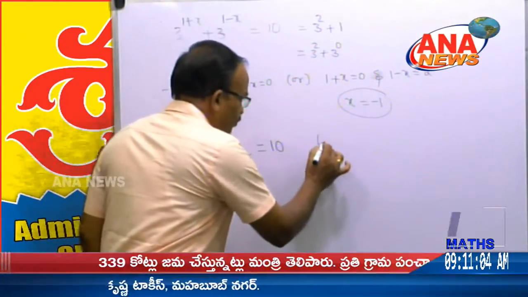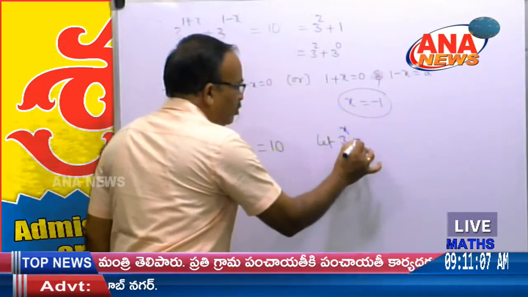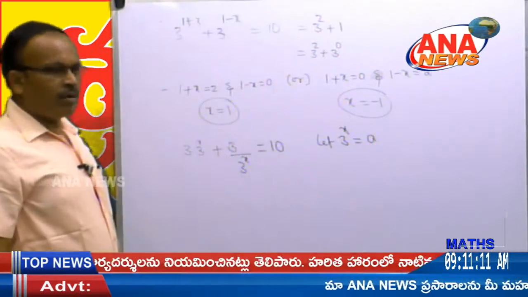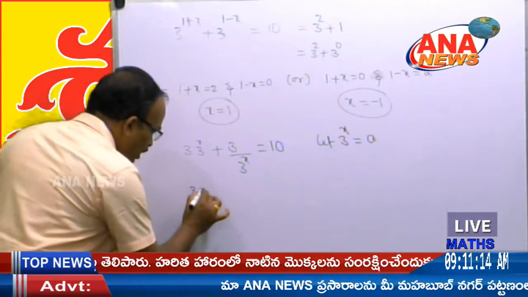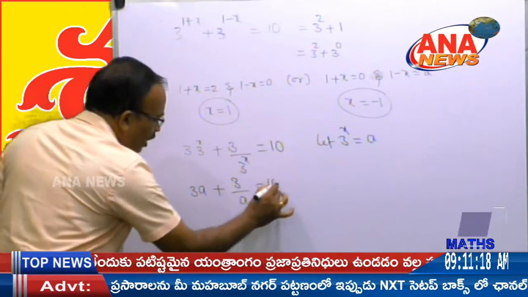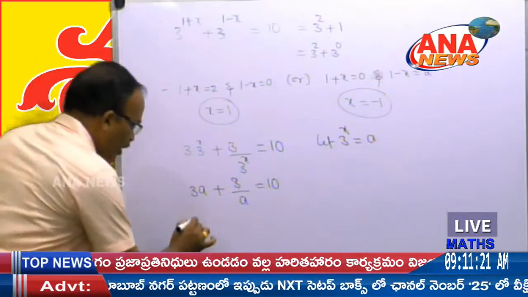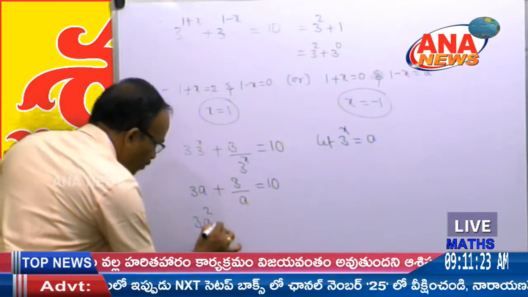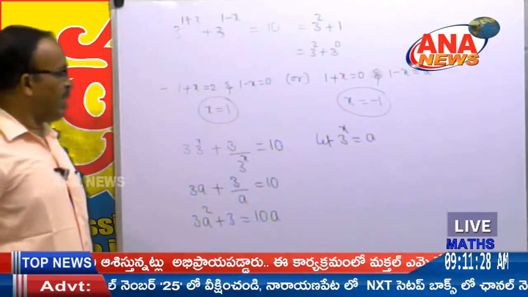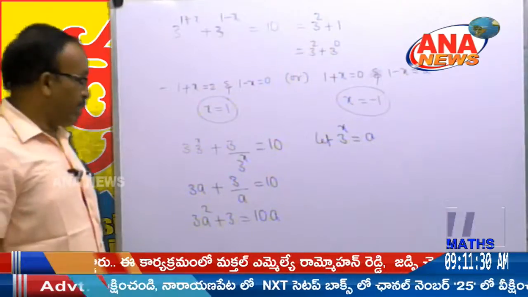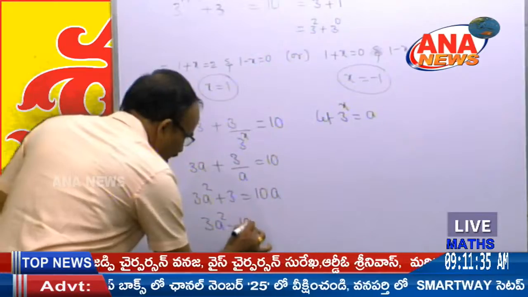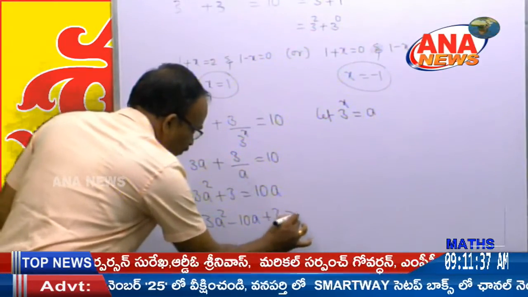Let 3 power x be equal to a. So clearly this is 3a plus 3 by a is equal to 10. Take LCM: 3a square plus 3 is equal to 10a. So clearly this is 3a square minus 10a plus 3 is equal to 0.